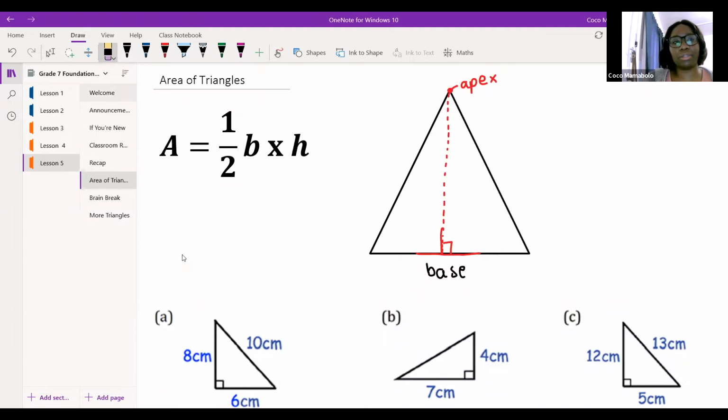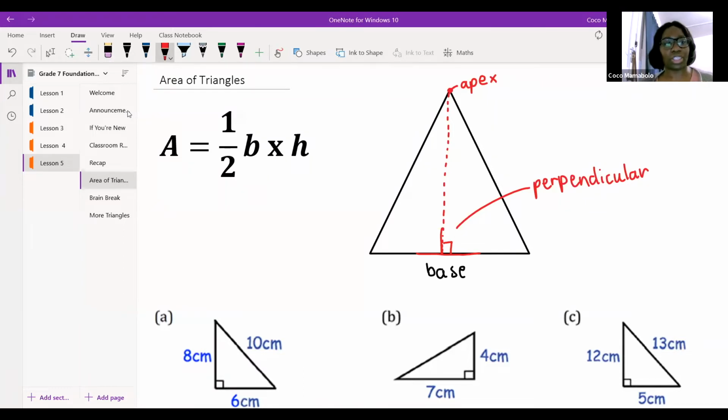Yes, Nokwezi. Miss, it's a perpendicular angle. Oh, yes, exactly. It's perpendicular. Yes, good, excellent. It's called perpendicular. Okay.